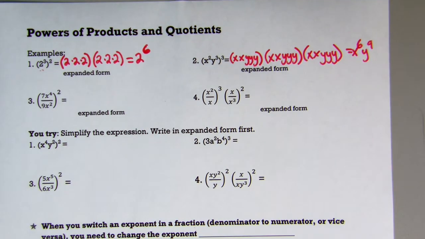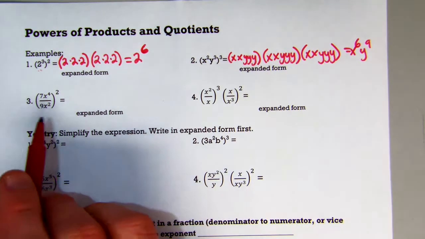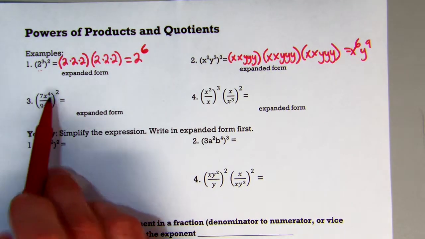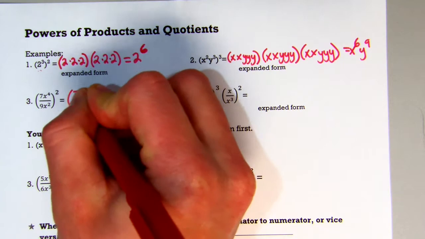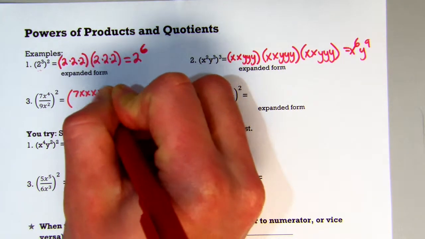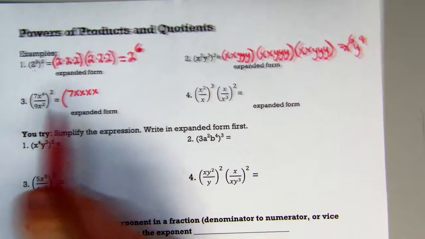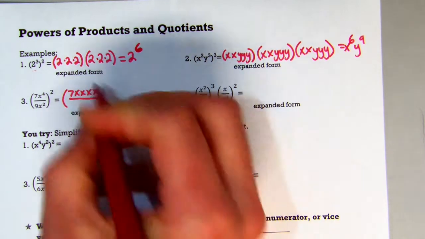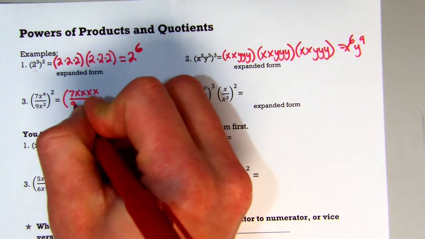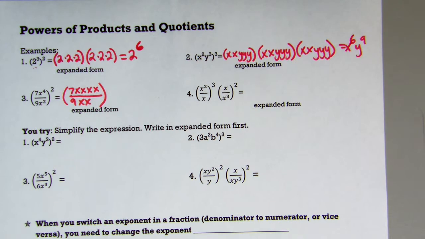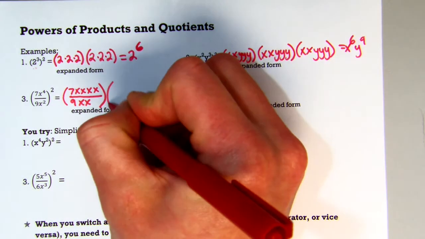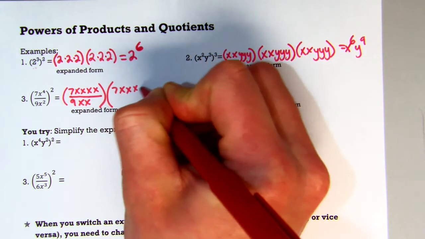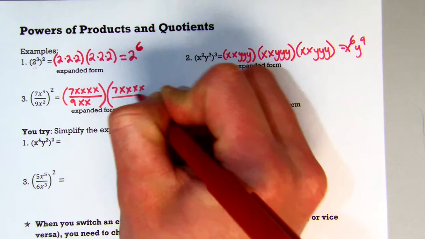Alright, number 3. I have a division in there as well, so I'm going to write this out twice because it's squared. So the first one is going to be 7 times x times x times x times x. There's 4 x's. And that is going to be over 9 times x. So that's once. Now do it twice.